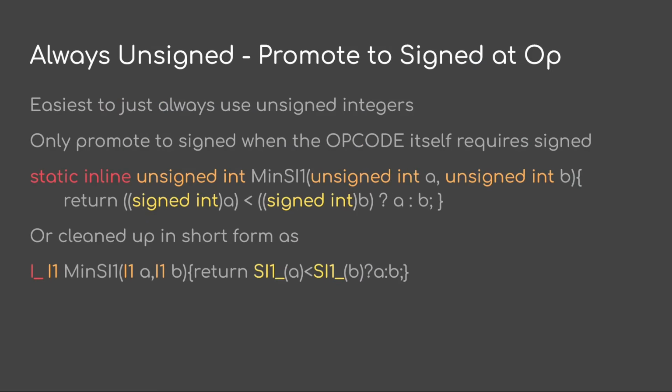So I always default to unsigned, and I promote to signed at the operation. It's easiest to just use unsigned integers all the time, similar to how you would with a register. So for an example, if I want a minimum of 2 unsigned integers, I create an inline function for that. I use min_si1, so minimum of signed integer 1 component, and all the arguments are unsigned. Only inside the code do I typecast to signed for the compare operation. And you'll note when I clean this up in my short form, you get something very concise. I underscore for static inline, I1 for unsigned int, and then si1 underscore to do the typedef to signed.